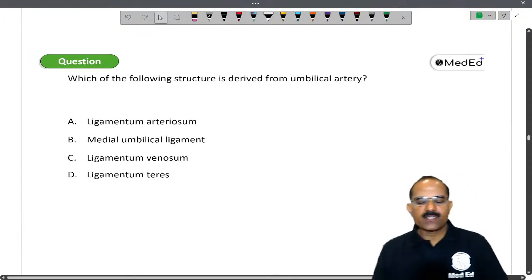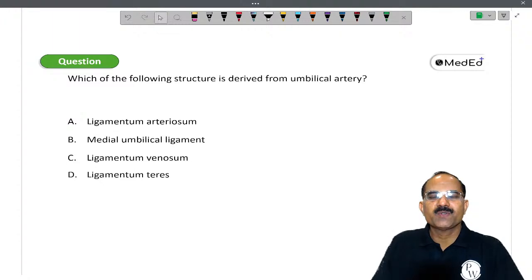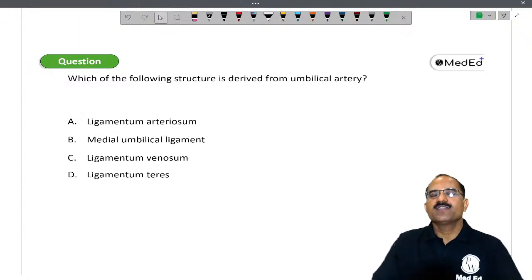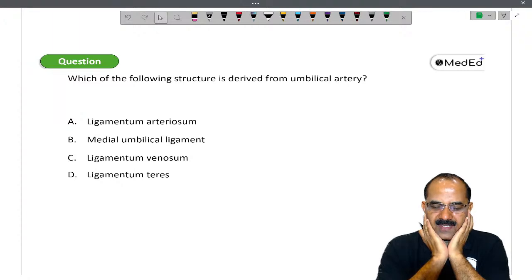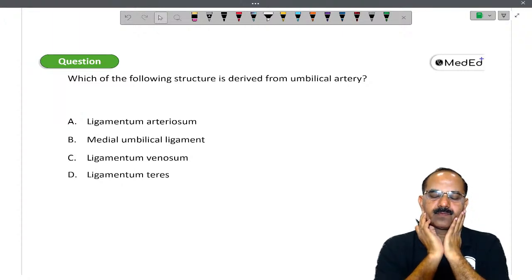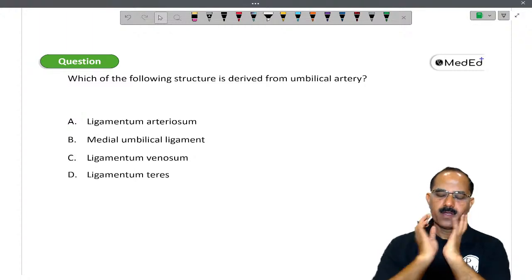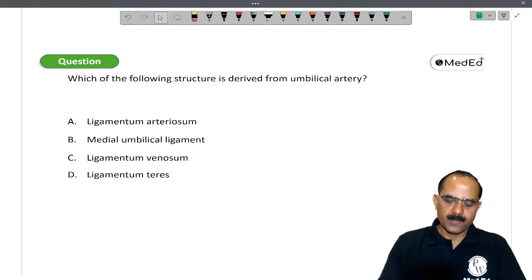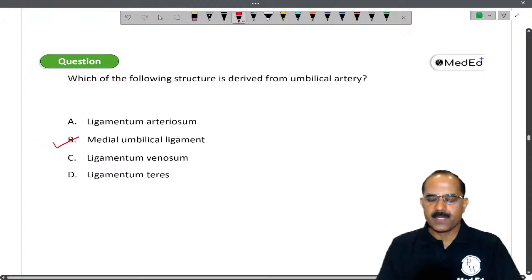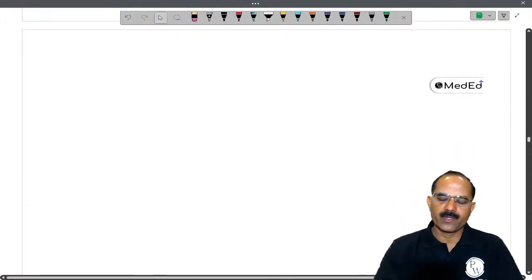Which of the following structures is derived from the umbilical artery? Any guesses, children? Which of the following structures is derived from the umbilical artery? Any guesses? Okay. Medial umbilical ligament. Yes, medial umbilical ligament. Now, I'll tell you something very important. I'll tell you something very, very important.